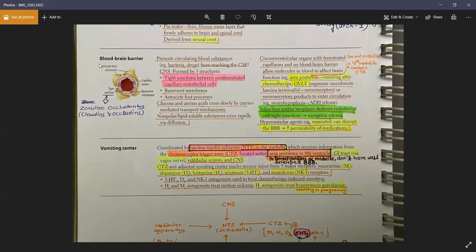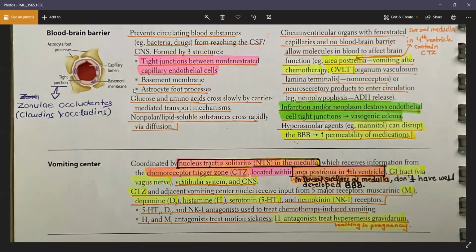Then you have the blood-brain barrier, and these are your blood vessels, as you can see, and these are the processes of the astrocytes. Does anyone remember what type of junctions are responsible for the blood-brain barrier? Tight junctions. These are the tight junctions, which are formed by what type of proteins? Occludins and claudins. Exactly. And these junctions prevent any paracellular movement, which means a movement between these cells.